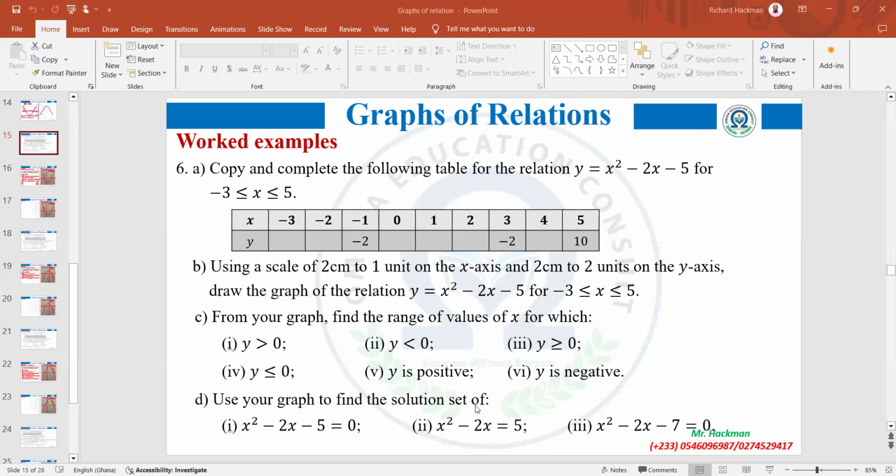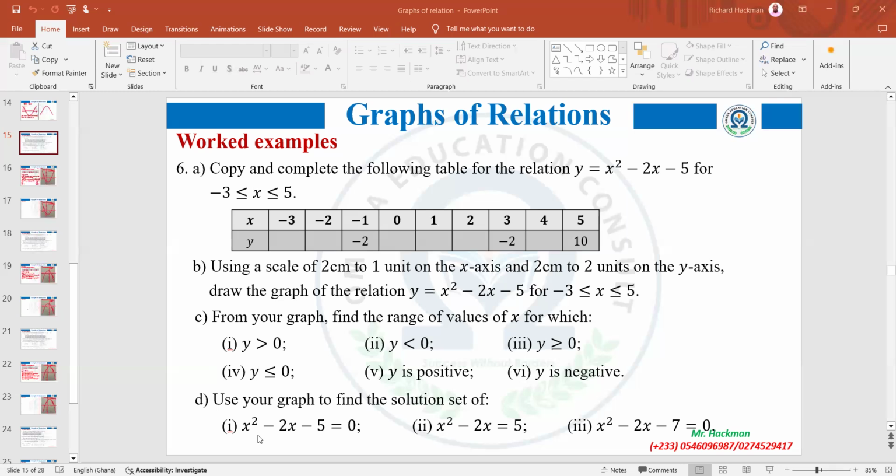where we are asked to use the graph to find the solution set of an equation. You can see that it is an equation, so we are using the graph to solve equations. If I gave you these equations to solve, I know you can solve them, but your approach will not be the graphical approach. You would either use the almighty formula, completing the square, or the factorization method. But we also have the graphical approach, and that's what we are going to look at.